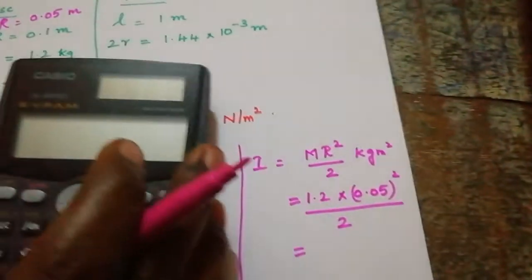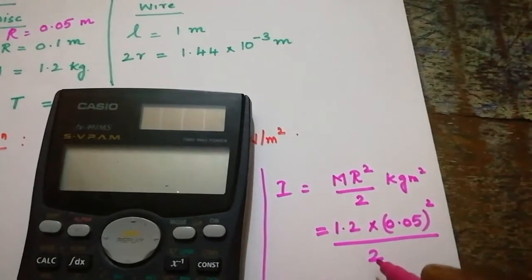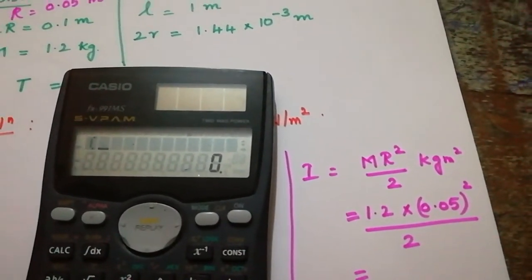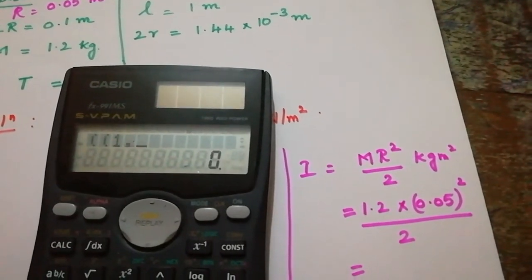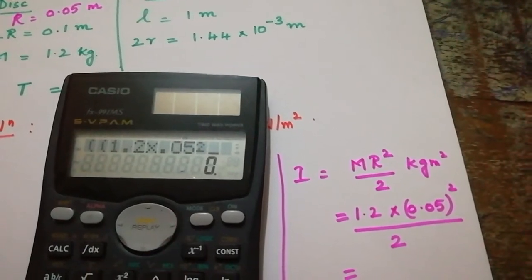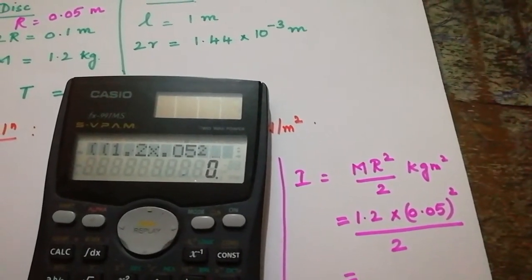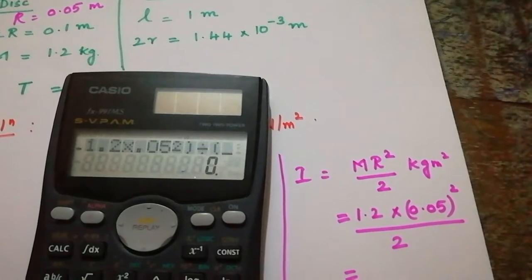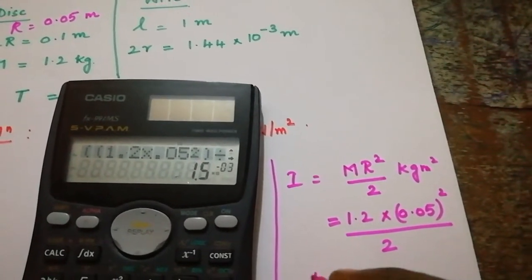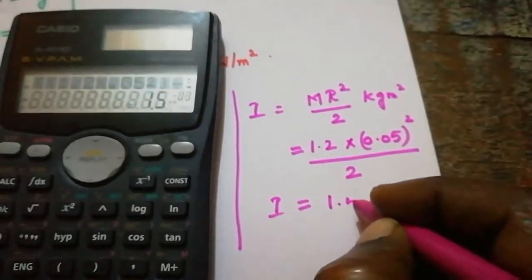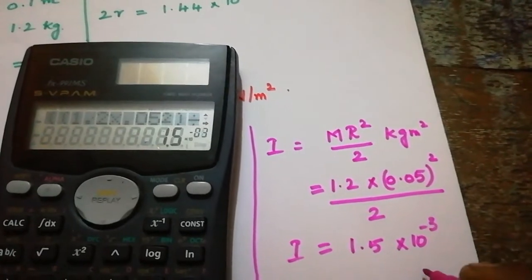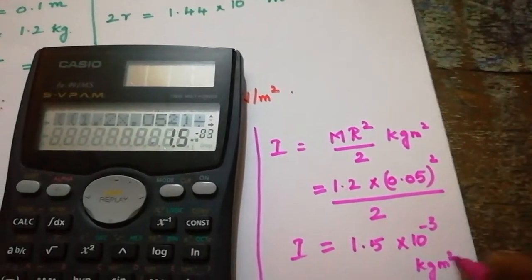I am using a calculator here. Switching it on, double bracket, 1.2 into 0.05 the whole square, closing it with a single bracket, divided by 2, and then closing it with a double bracket. I get I = 1.5 × 10^-3 kilogram meter square.